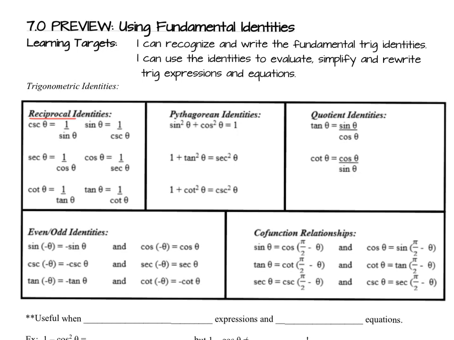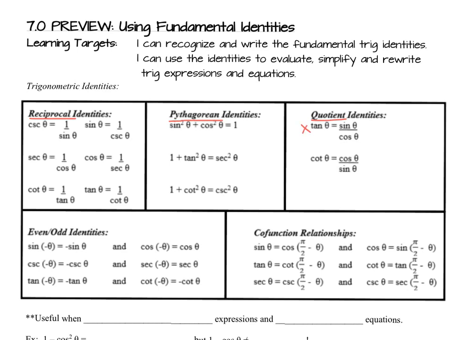Pythagorean identities relate the sides of a triangle in terms of trig functions, and we have 3 of them. Sine squared plus cosine squared equals 1, 1 plus tangent squared theta equals secant squared, and 1 plus cotangent squared equals cosecant squared. Sorry, we've got Pythagorean identities and quotient identities.